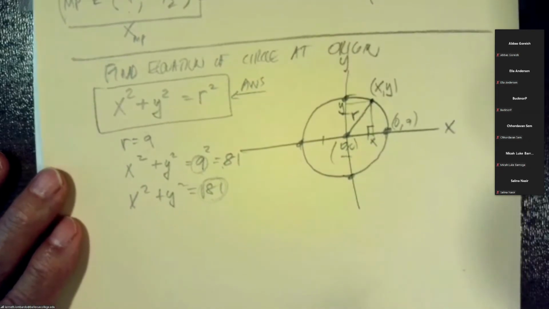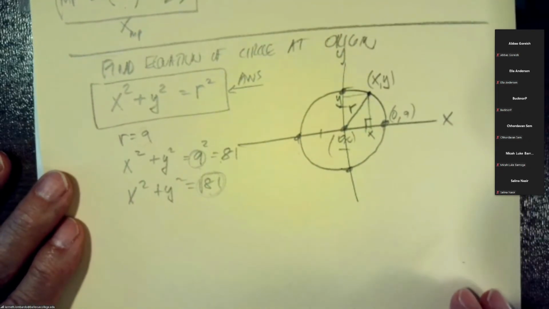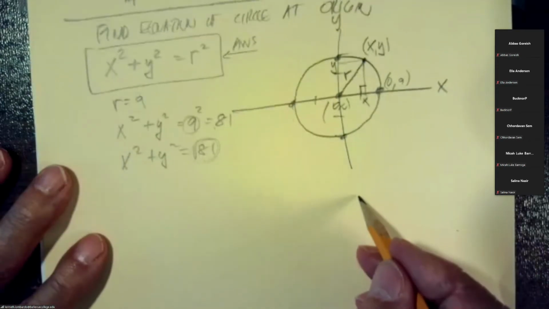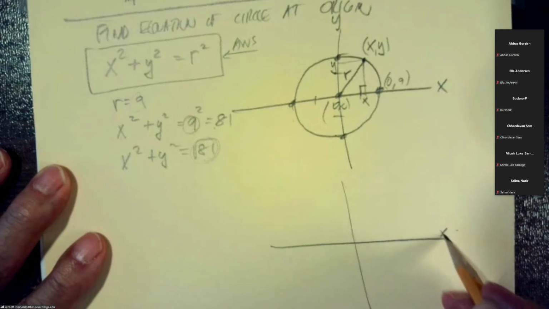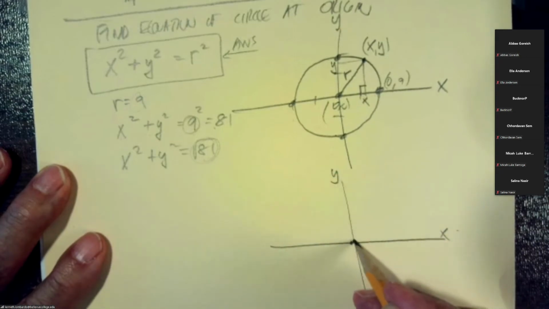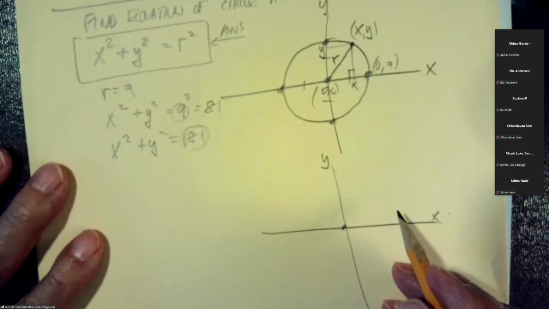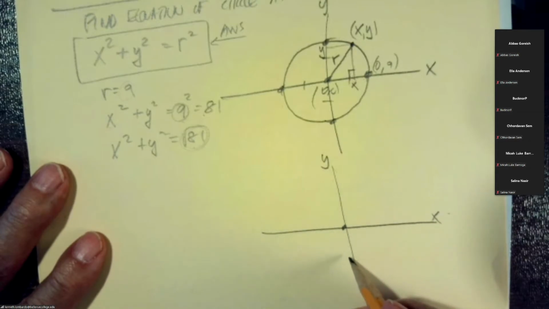Okay. Well, what if the circle is not at the origin? Maybe we have a circle. Maybe here's X and Y, and here's the origin. And maybe we have a circle that begins down here at, I don't know, -6. So we have a point here at 0, -6.